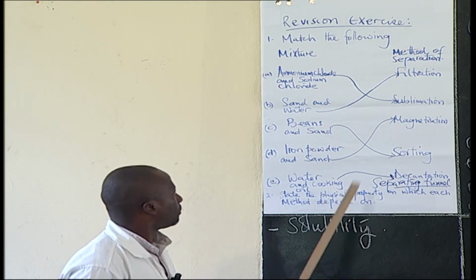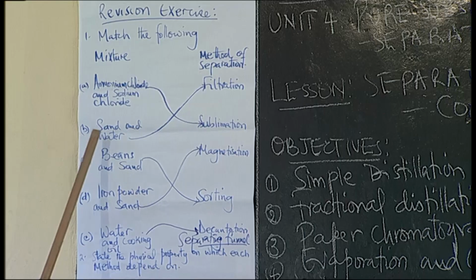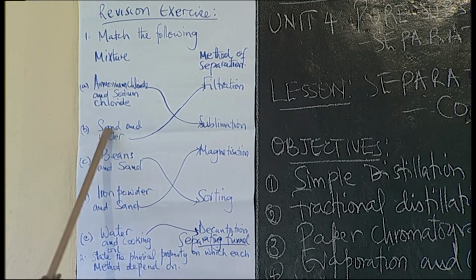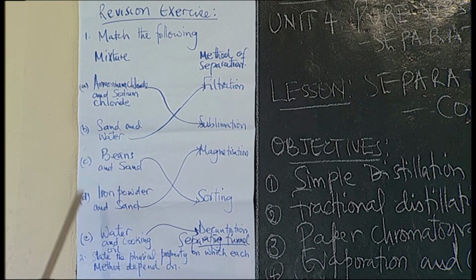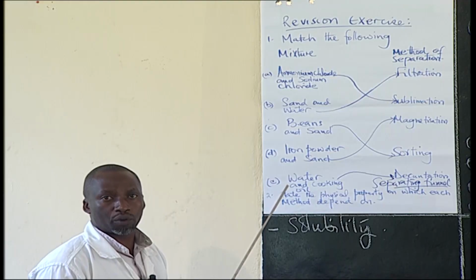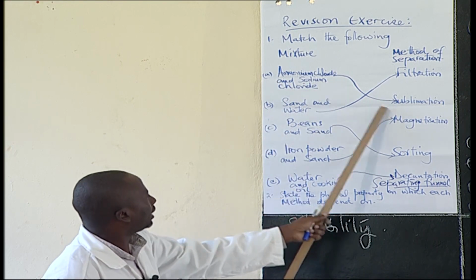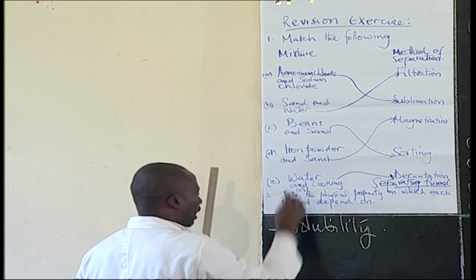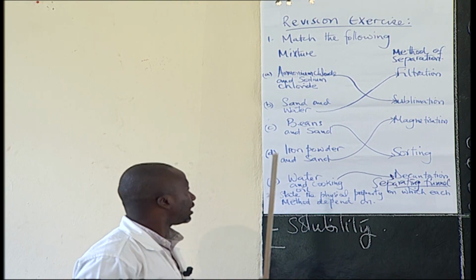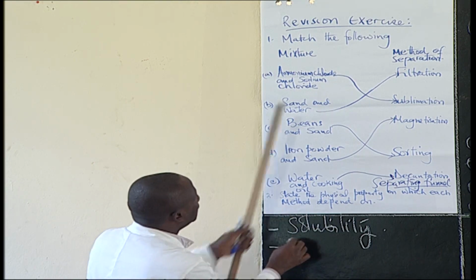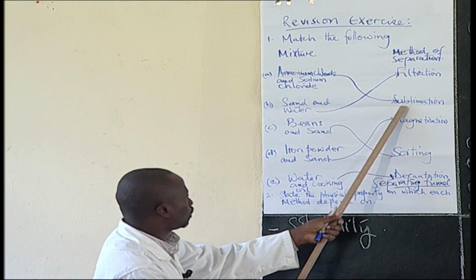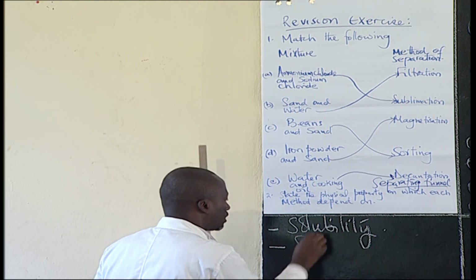Why the solubility? Because if we say sand and water, sand doesn't dissolve in water. So the physical property we are employing here is solubility. Ammonium chloride and sodium chloride: we can state that one, that is ammonium chloride, is separated by sublimation.